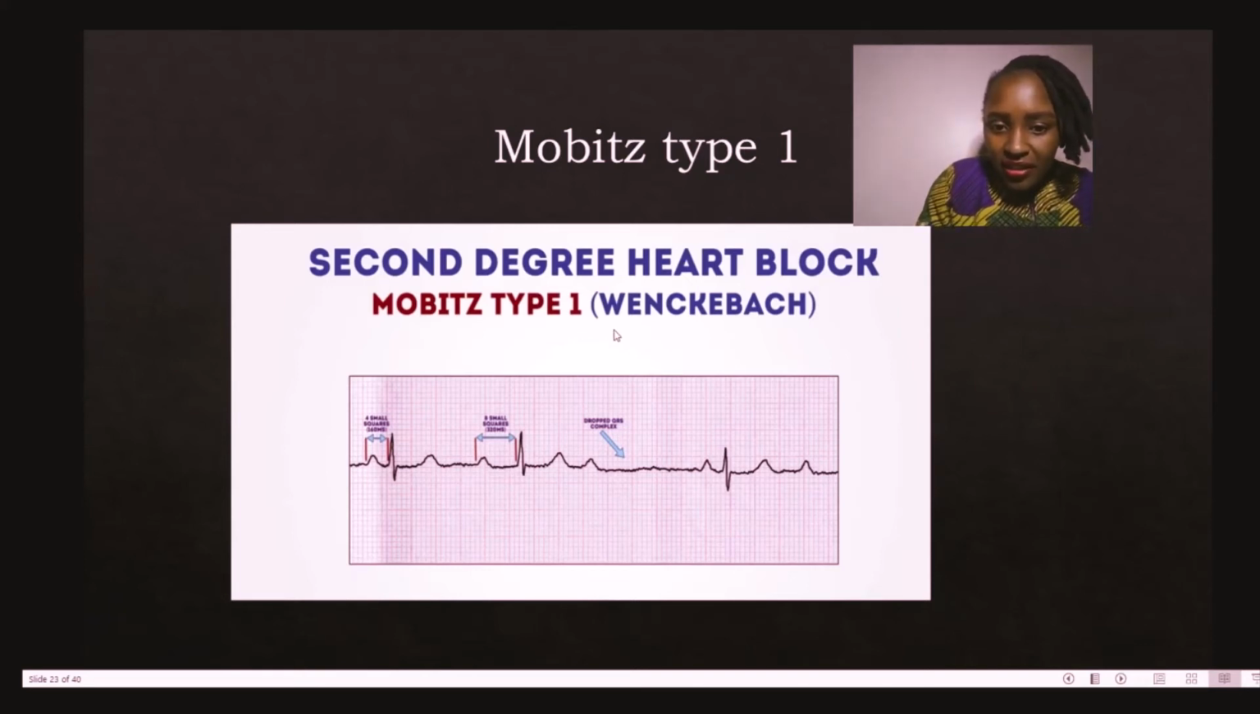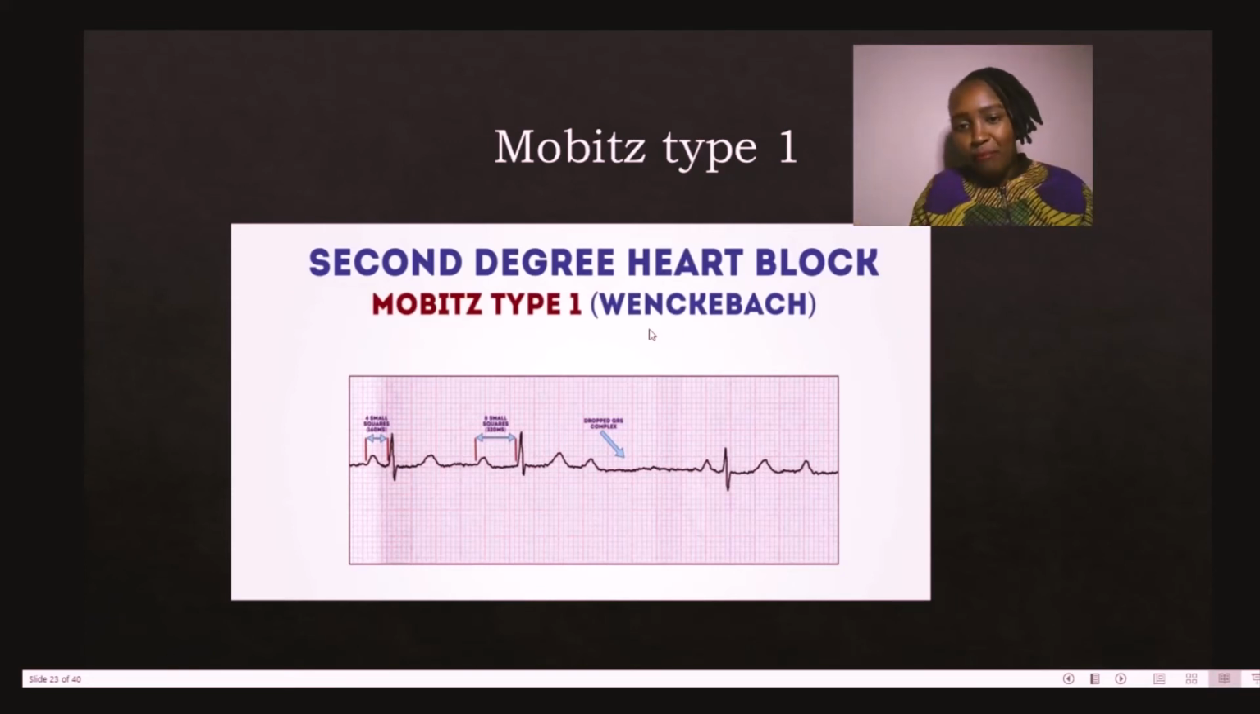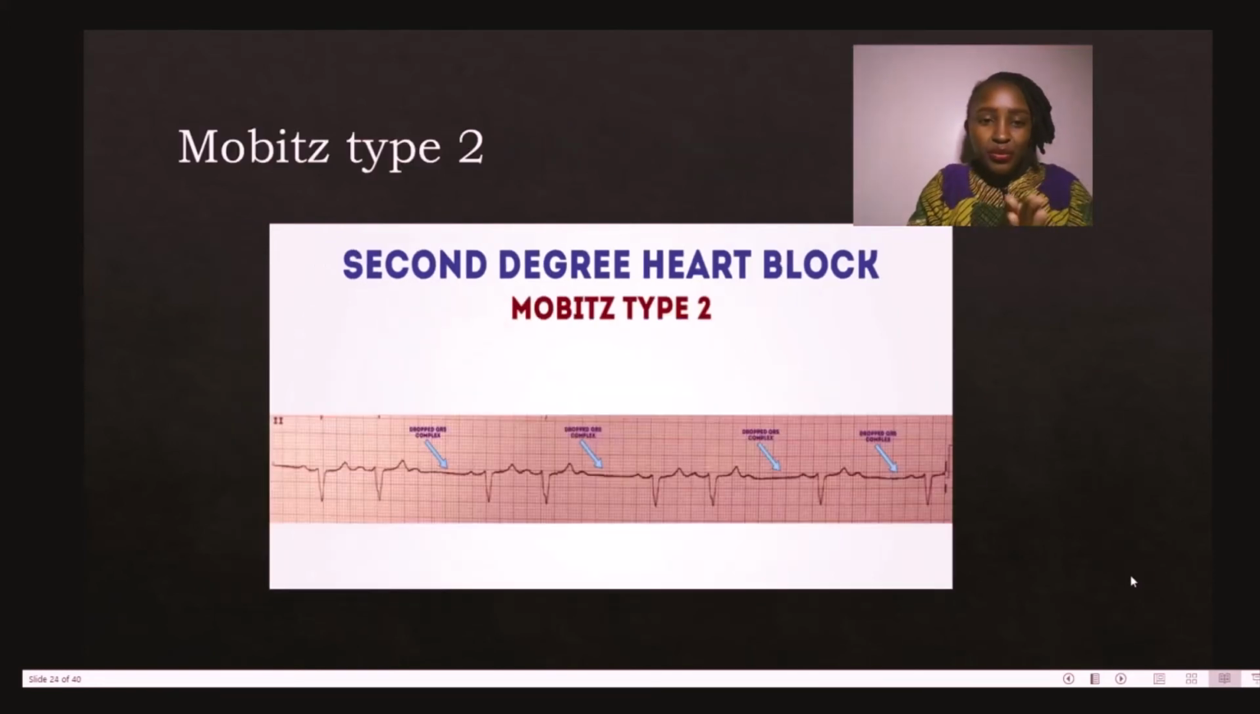And then the next cycle, it is so prolonged that we do not have a QRS complex. So there's a dropped QRS complex. When you see this dropped QRS complex, it should always tell you it's a second degree heart block Mobitz type 1. Because that is where it goes prolonging, then it drops a QRS complex.